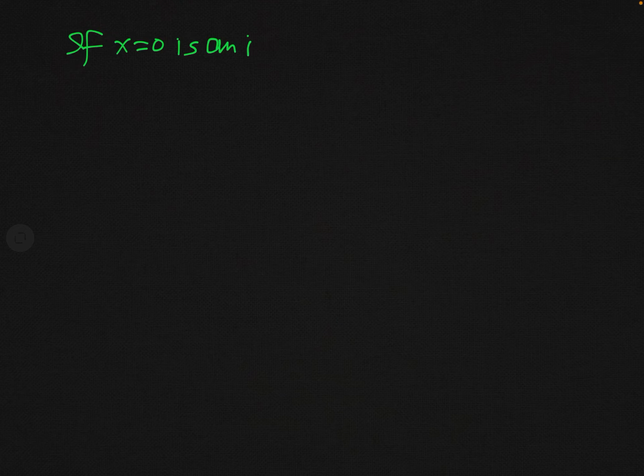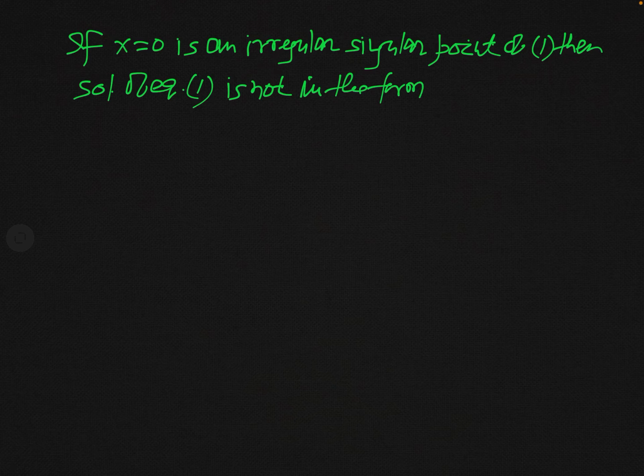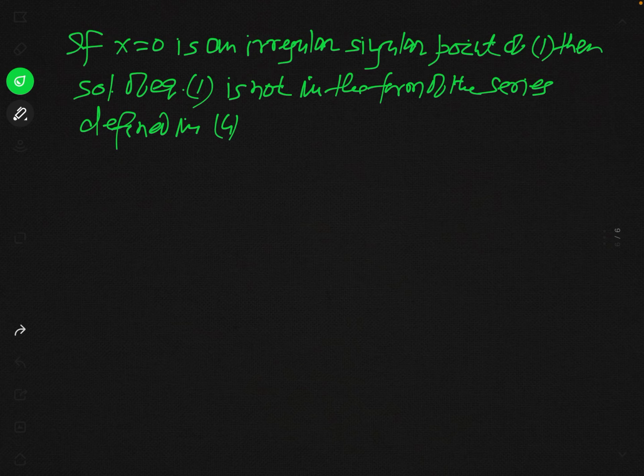So you can say that if x equal to 0 is an irregular, not regular, irregular singular point of 1, then the solution of equation 1 is not in the form of the series defined in equation 4.